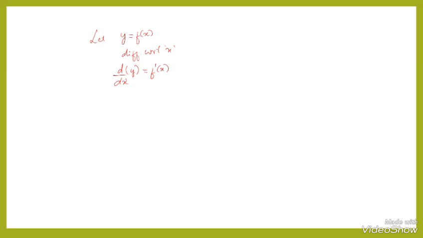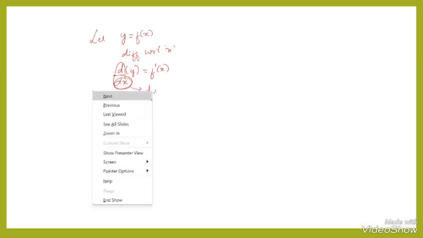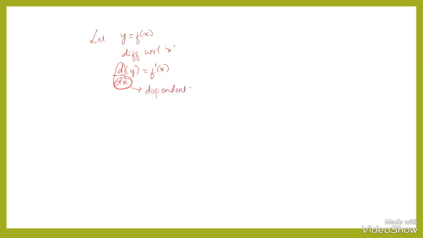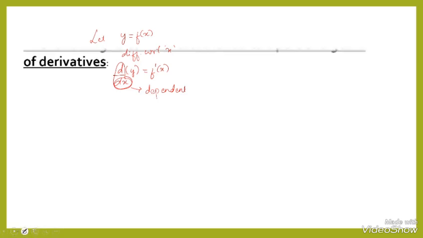Here in this function, d by dx represents the dependent and the independent variable. Based on this concept, we will define the differentiation. Let us move on to the concept.